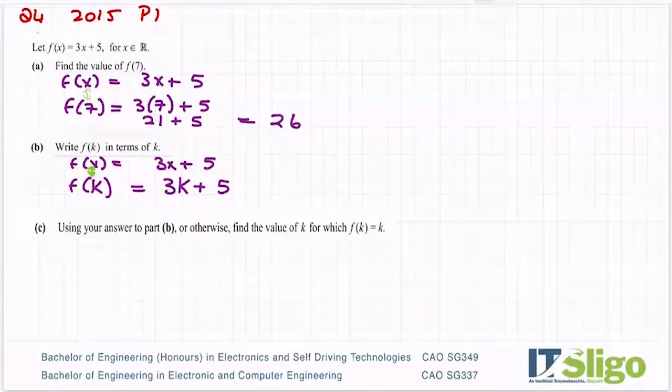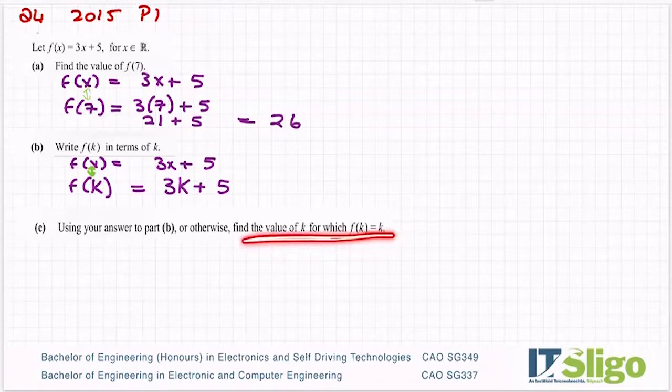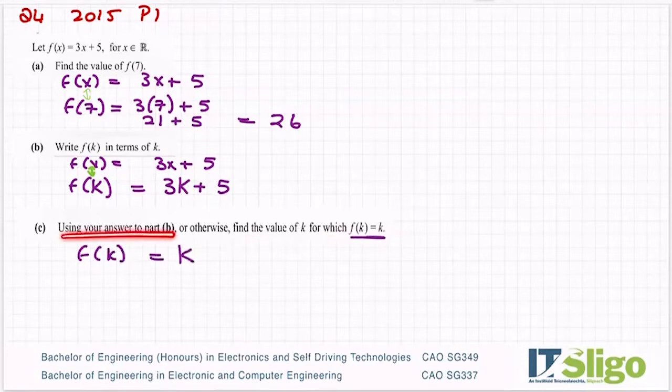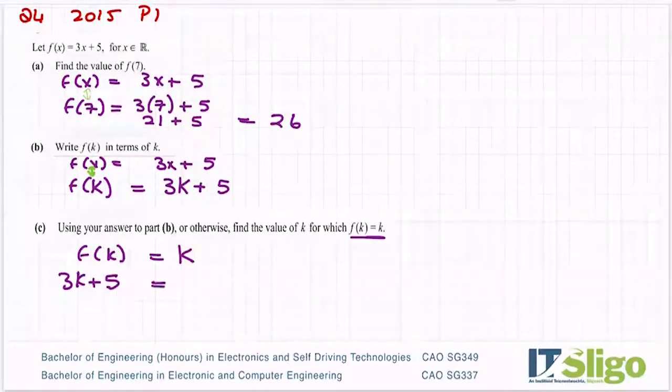C then says, using your answer to part B, or otherwise, find the values of k for which f of k equals k. Okay, now, how do I figure out this bit? Okay, well, I come to the sum which says f of k equals k. So let me write that down. Now it says using your answers to part B, so instead of f of k, I'm going to put in 3k plus 5 equals k. There's not much more I can do with that.